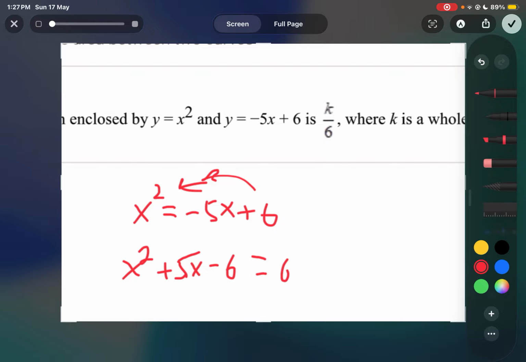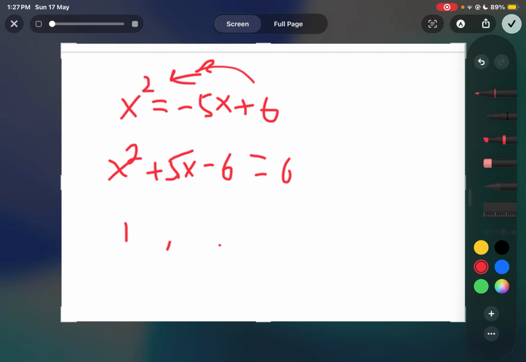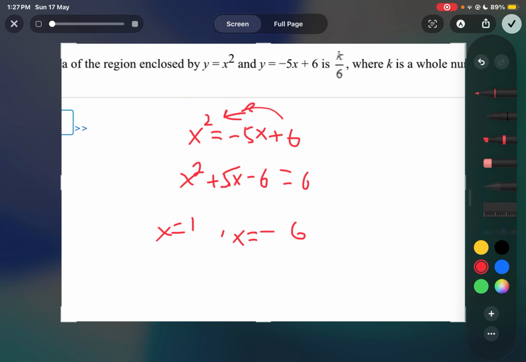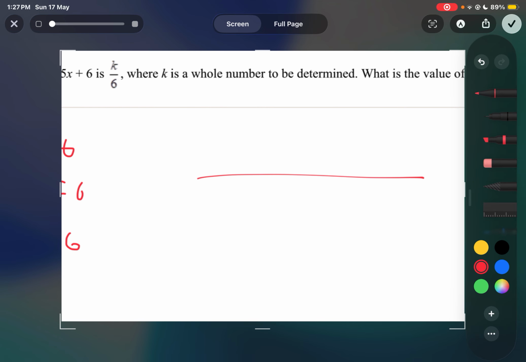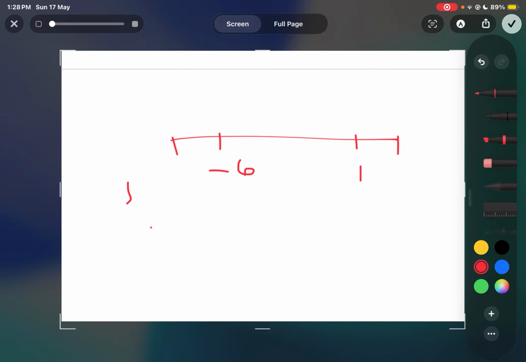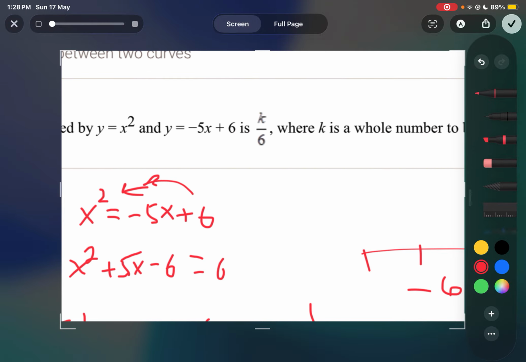So then you take your calculator and put the equation, or you can solve it yourself. So you put 1, 5, and minus 6. The values will be 1 and minus 6. Okay, you found both values of x. So when you find both values of x, you take a number line like this. Okay, so you have minus 6 and you have 1 here, let's say. You know that it will be the integral from minus 6 to 1. So now, to see which one is greater, you take both equations.